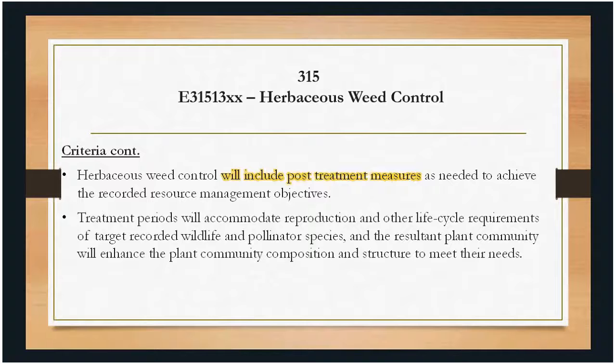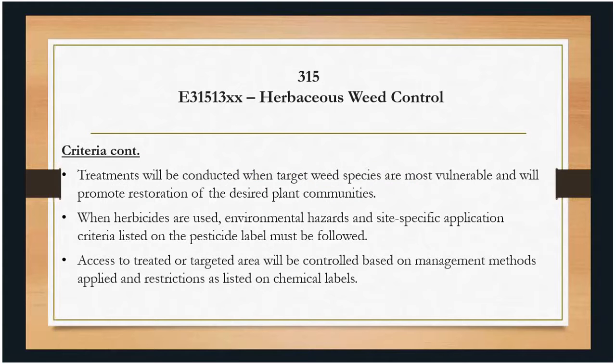And the treatment periods will accommodate wildlife. It'll promote restoration of the desired plant communities. When herbicides are used, follow the label. Access to treated or target area will be controlled, as far as restrictions on the chemical labels, when they can be grazed again.